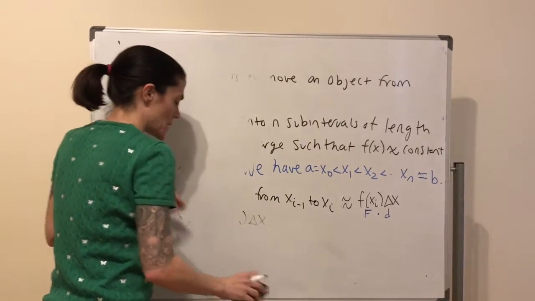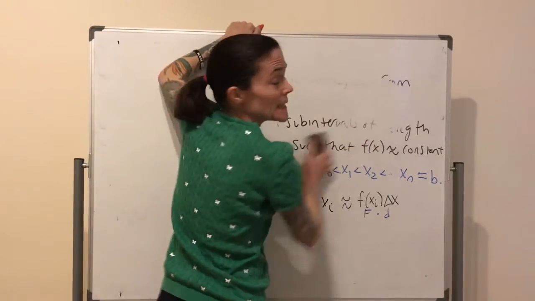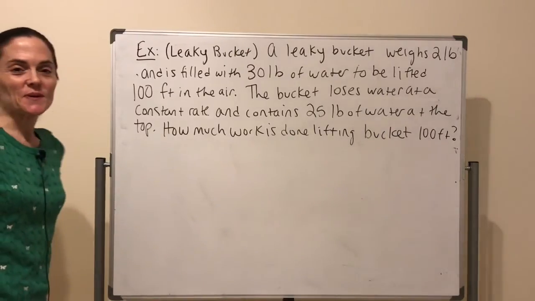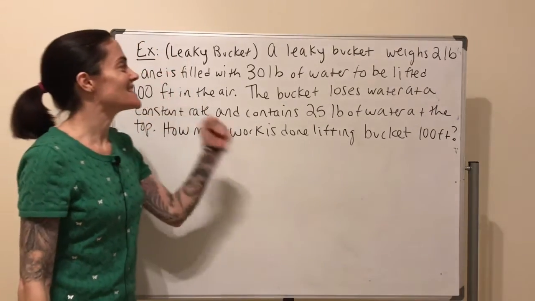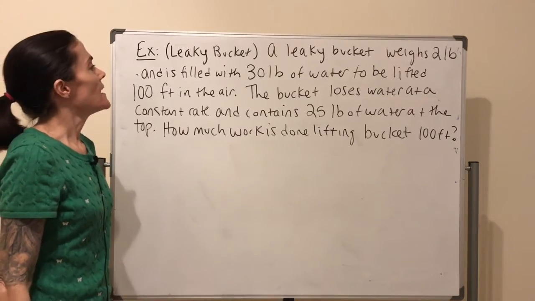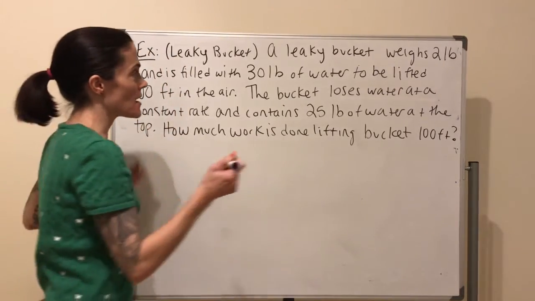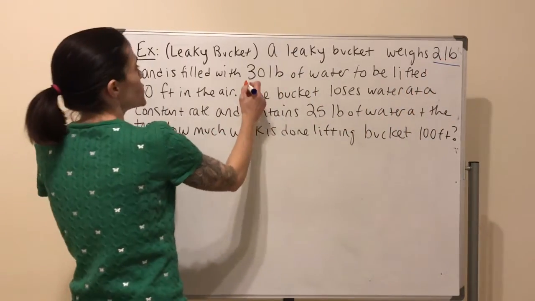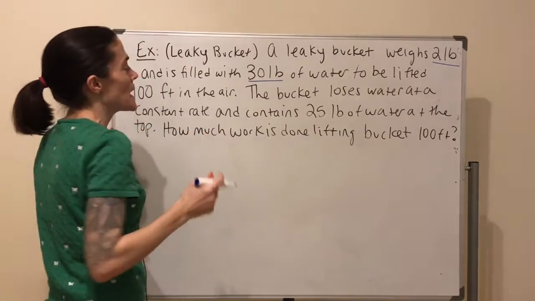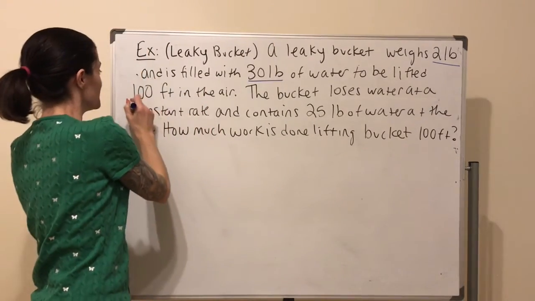And the first one we will do is a leaky bucket. Now let's do one of the examples that I said I always scoot, which is a leaky bucket. Now, let's read this carefully. So the bucket itself weighs 2 pounds, and it's filled with 30 pounds of water, and we're going to lift this bucket 100 feet in the air.